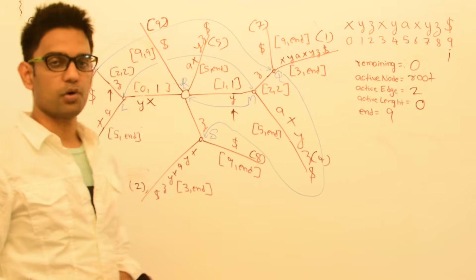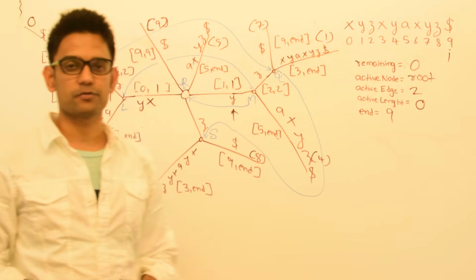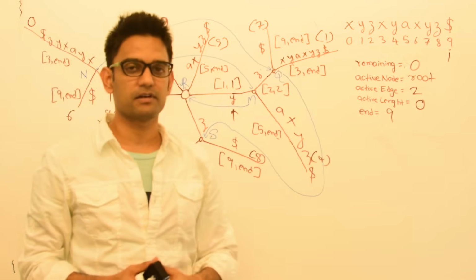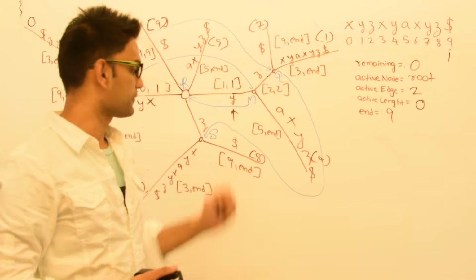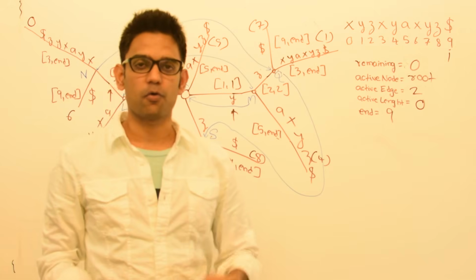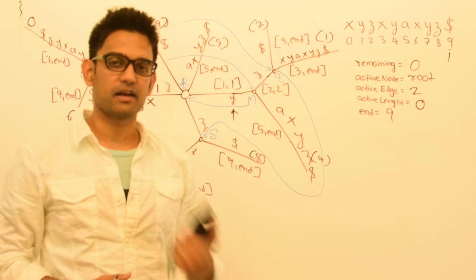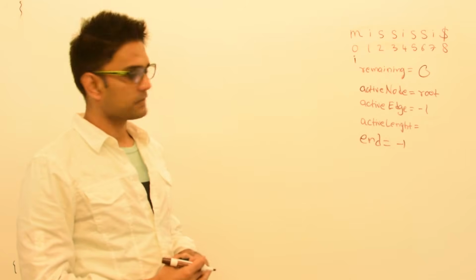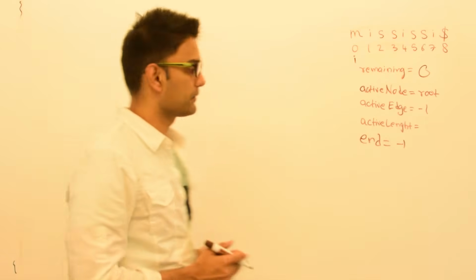So again, the total time to construct this suffix tree was O of m. Really we took O of m time, where m is the length of the string, to construct this suffix tree, which has an upper bound of O of m. Next, let's look at another example of how to create a suffix tree. Try to create another suffix tree for the string MISSISSI$.